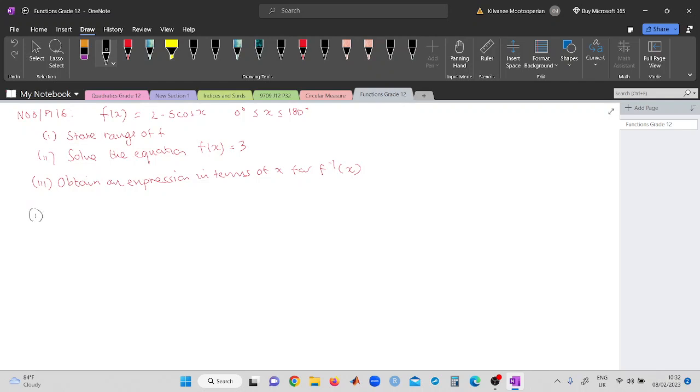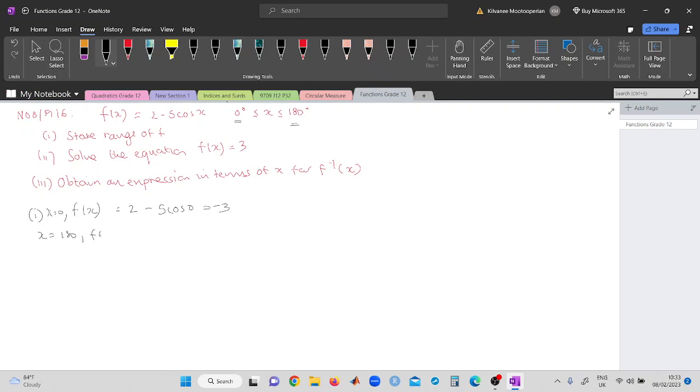So first, state the range. We just have to replace. When x equals 0, f of x will be 2 minus 5 cos of 0. Use the calculator for cos of 0. Of course, the calculator should be in degree mode now, because of the degrees from 0 to 180. So cos of 0 gives me 1. 5 times 1 is 5. 2 minus 5 is minus 3.